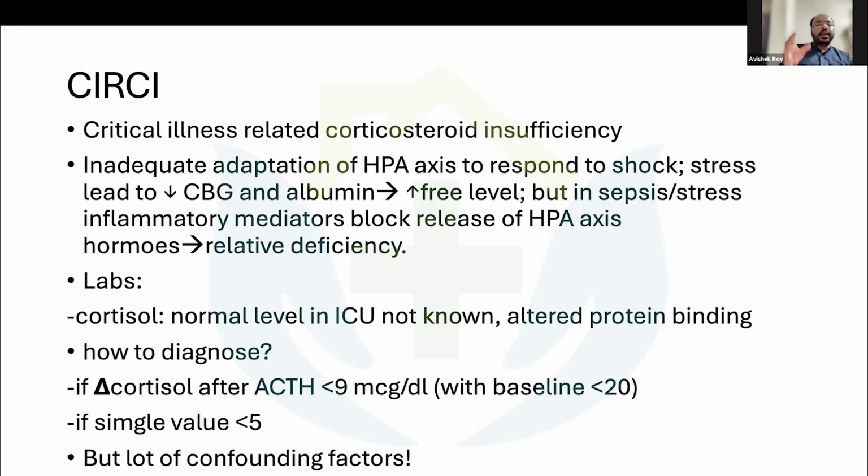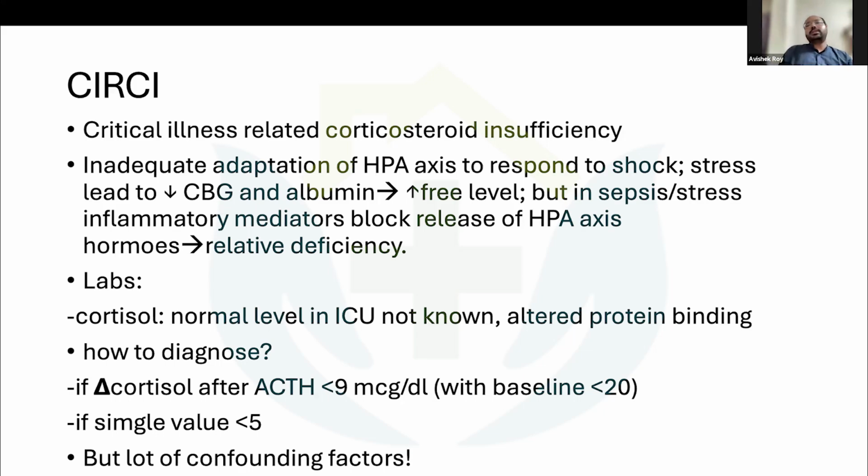So it's a relative phenomenon. It's not absolute. It's a relative lack of the adrenal glands to mount a steroid producing response with respect to stress. How to diagnose? This is the most important concept. The best diagnosis point is a cortisol level rise after an ACTH stimulation test of less than 9 microgram per deciliter with a baseline of less than 20. If you remove this portion with a baseline, can it be diagnosed as CIRCI? Answer is yes. If your baseline is still above 20, but you suspect that the patient is having CIRCI and the ACTH stimulation test shows a delta change, that is before and after ACTH change, of less than 9, that can also be marked as CIRCI.